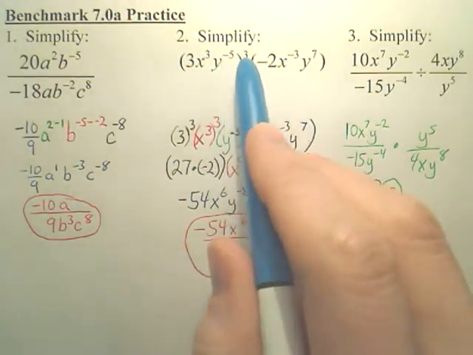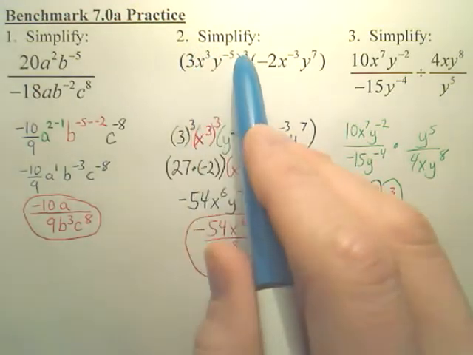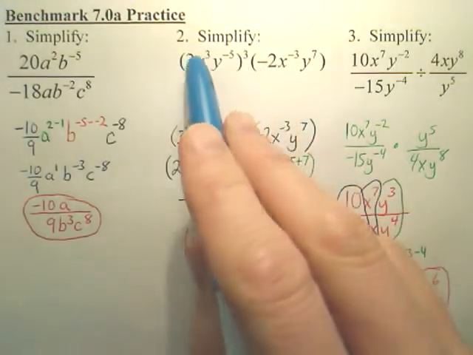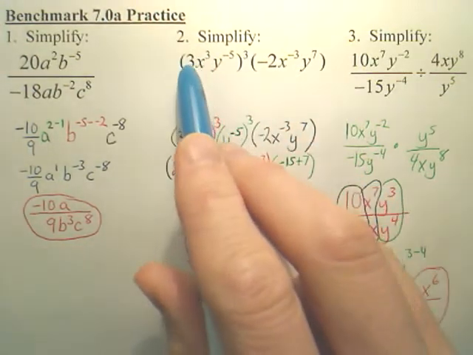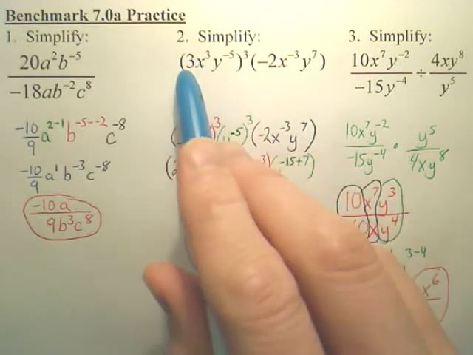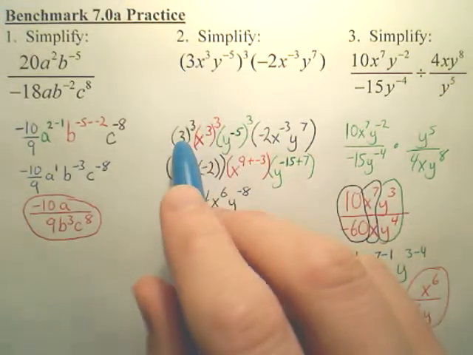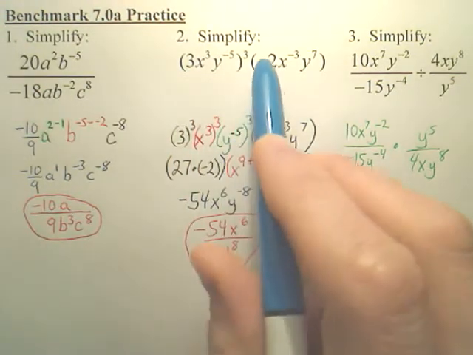For this one, first step you want to do is take any power over the whole thing and take care of those. So we're going to take this third power to all three pieces inside. Now, a lot of times people forget to power the 3. They just power all the exponents. But the 3 is a number that needs to be powered. So 3 to the third, x to the third to the third, y to the negative 5th to the third.